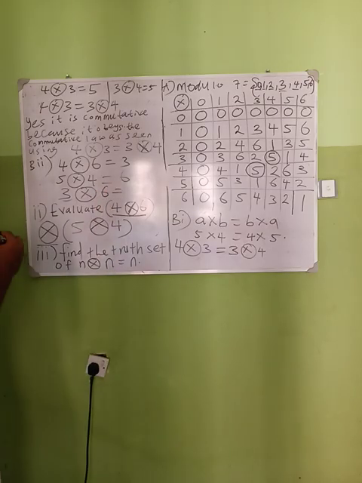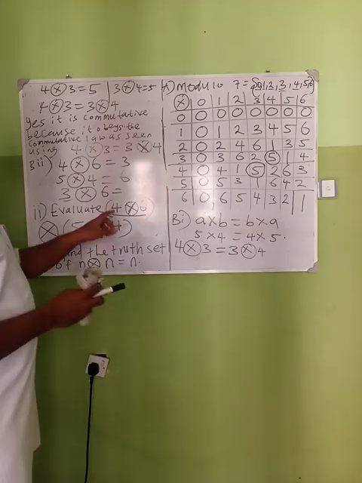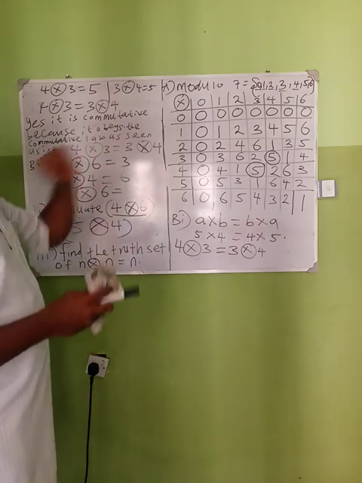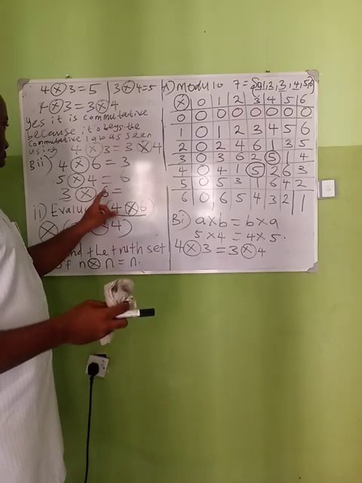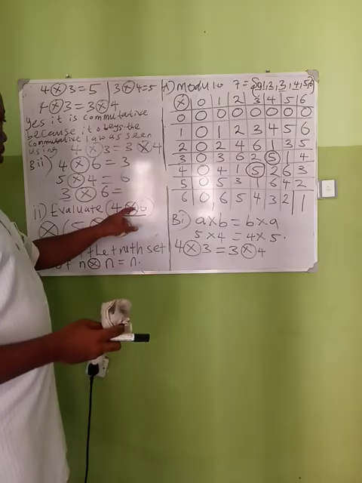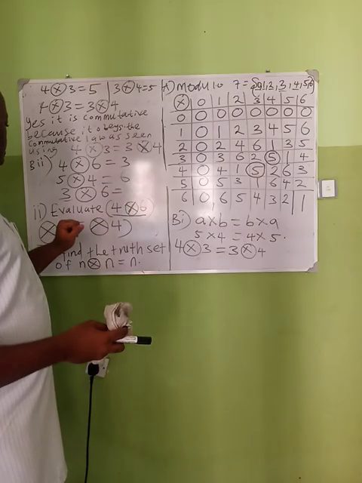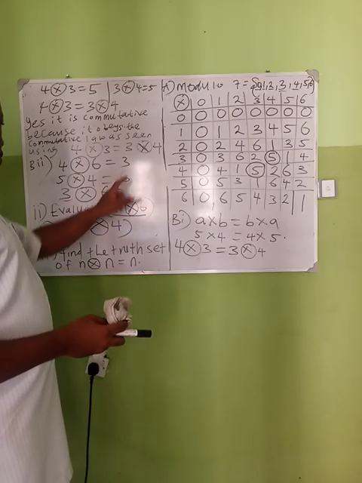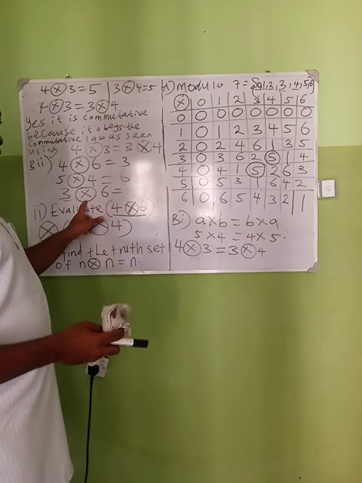So I've broken it down. Let me explain what I did again. I simplified this to give us 3 from the table. Simplified this to give us 6 from the table. Then I replaced 4 times 6 with 3 and replaced 5 times 4 with 6. This is the times in between them.